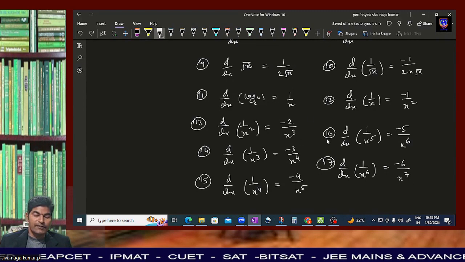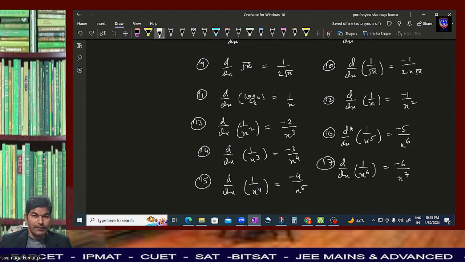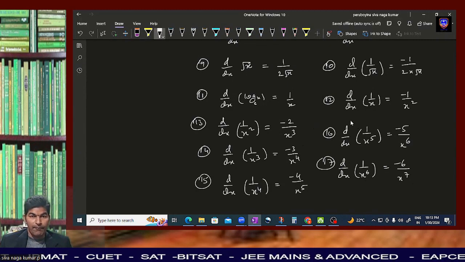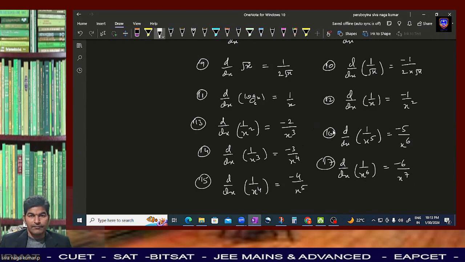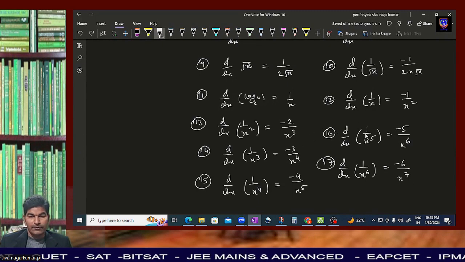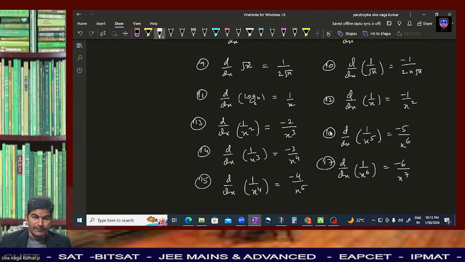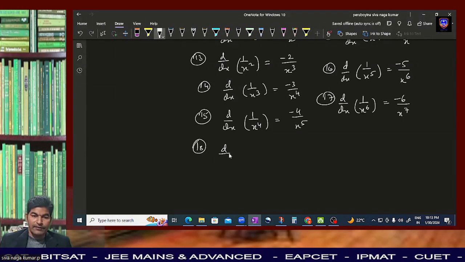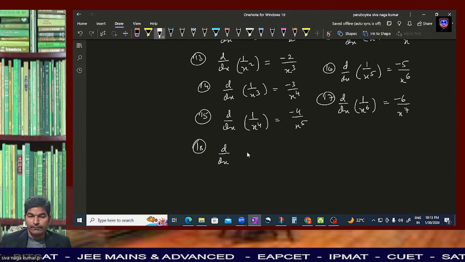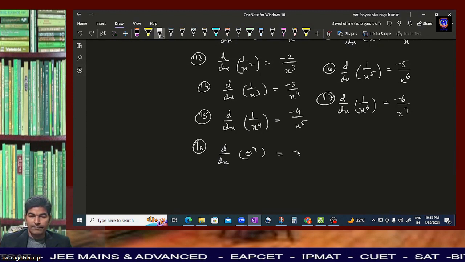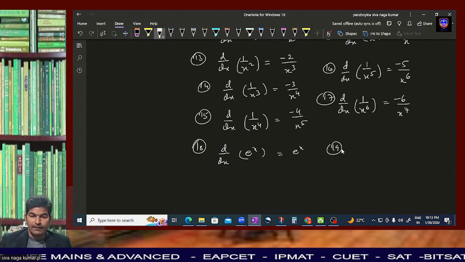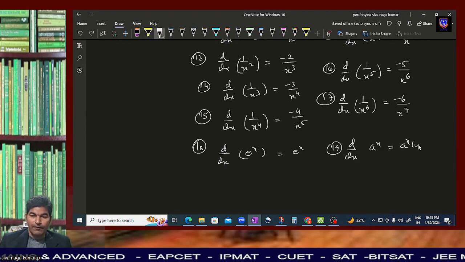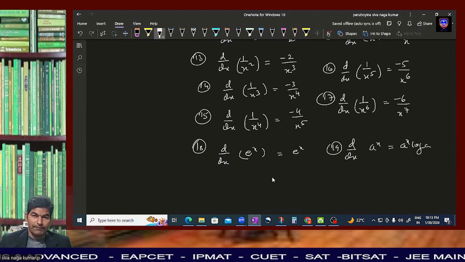Up to these results, the base is a variable, that is x. Power is a constant number. So these are all the algebraic results. And then we have to move to the 18th result, d by dx of e power x. And d by dx of a power x is a power x into log a.